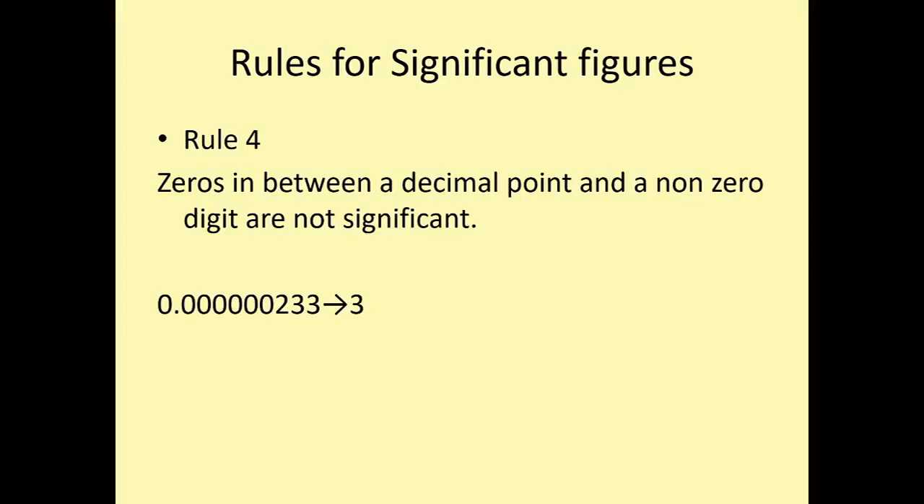The next rule is that zeros in between a decimal point and a non-zero digit are always not significant. For example, consider the number 0.000000233. It has only 3 significant figures.